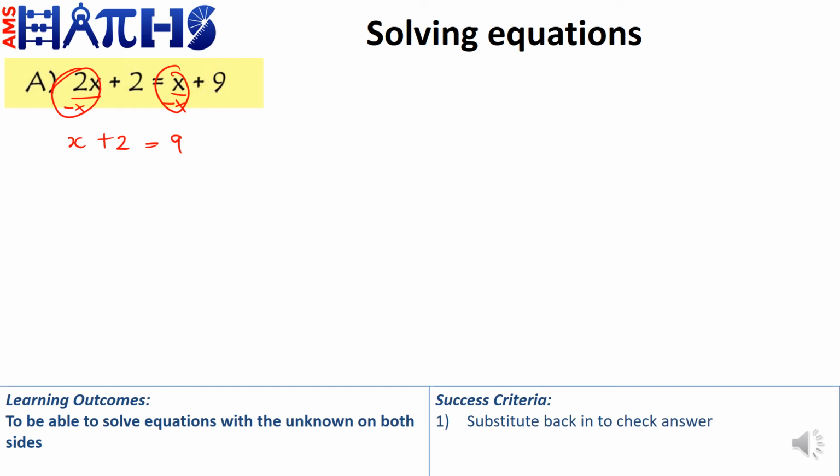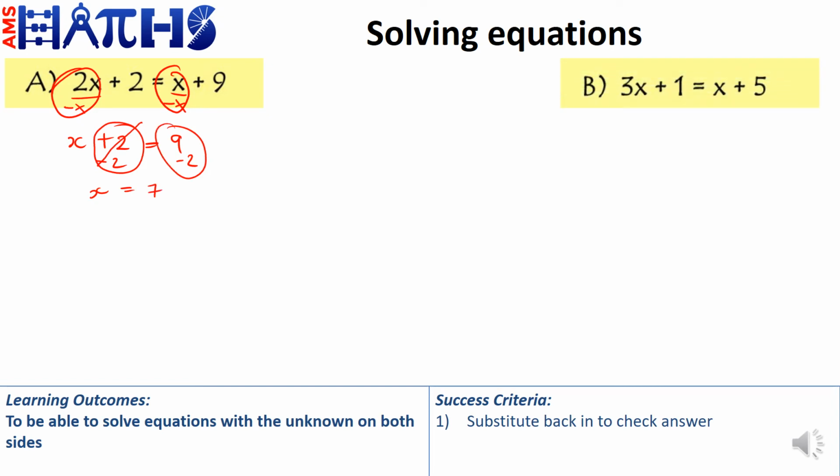Then we can just subtract 2 on both sides of the equation. So 2 minus 2 is 0, so we're left with x, and 9 minus 2 is 7. Let's try another question. Spend no more than 2 minutes. Pause the video, try to solve, then resume when you are ready.